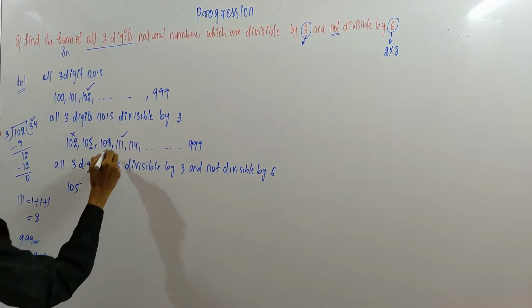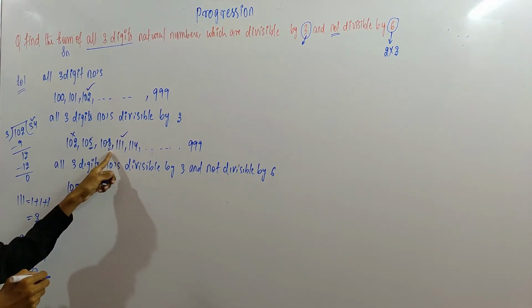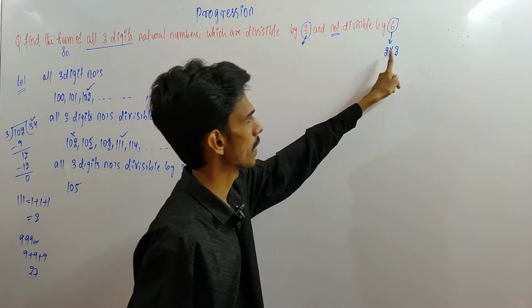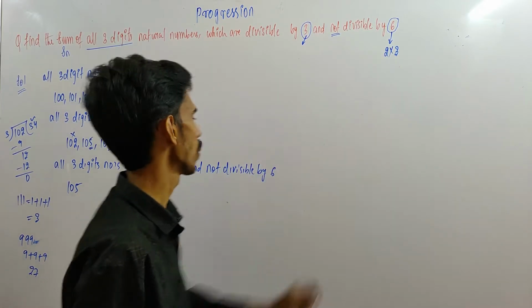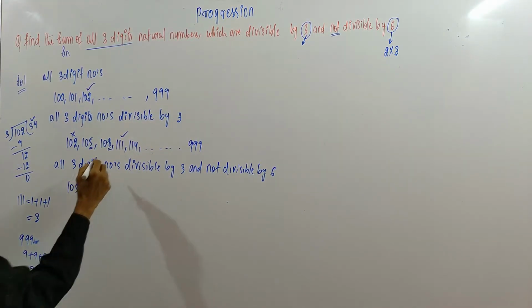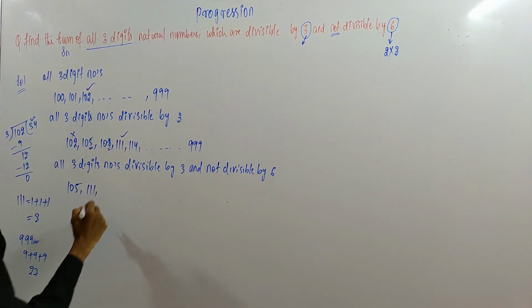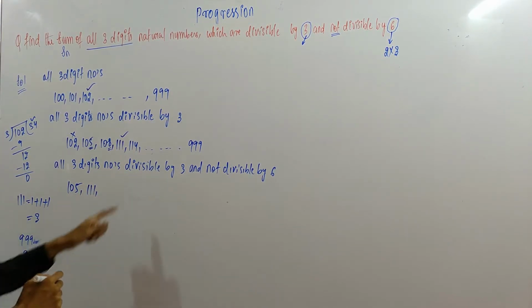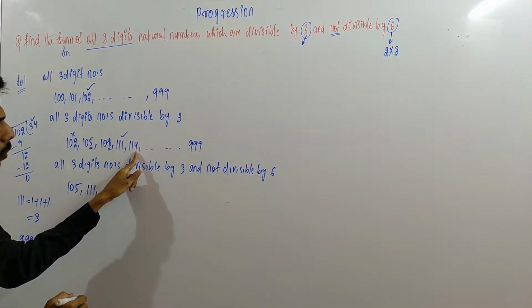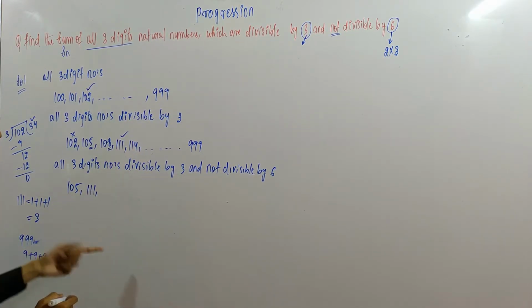Now 108. Here 8 means multiple of 2, so leave it because we do not want divisible by 6. So 6 is 2 into 3. So 102 is divisible by 2 means it is divisible by 6 also. Take 111. Now the next number is 114. Here 4 is there, multiple of 2. So not divisible by 6, leave it.